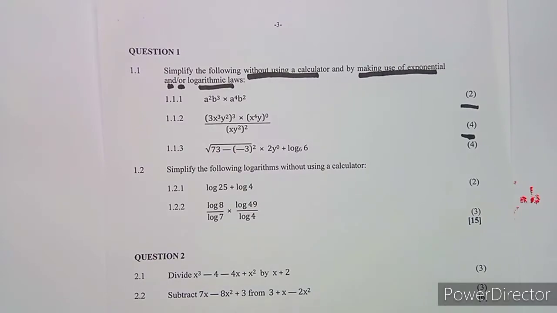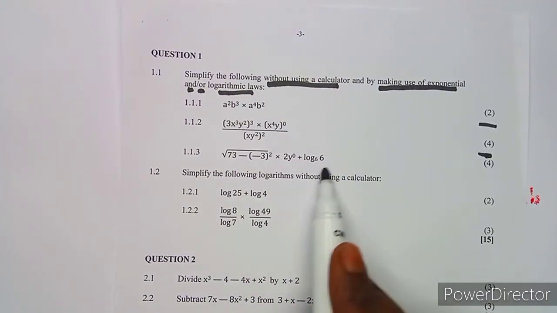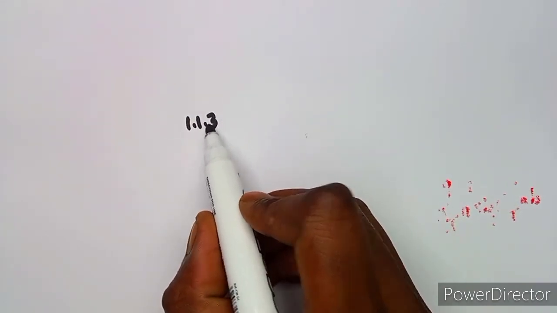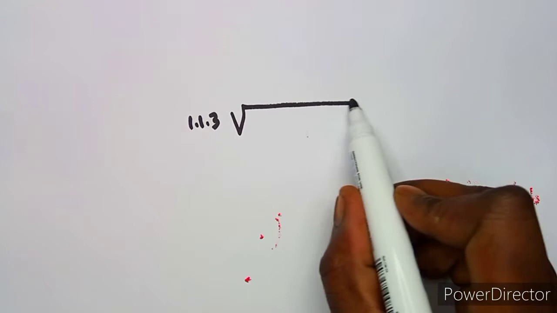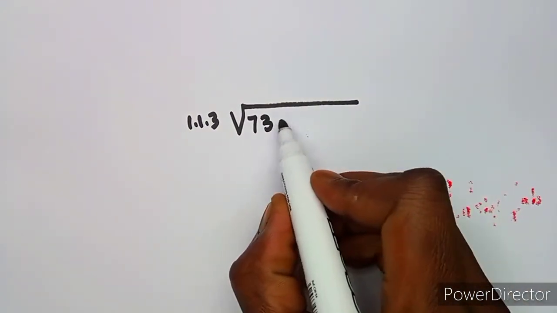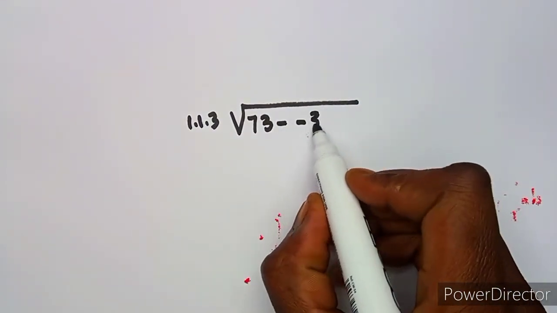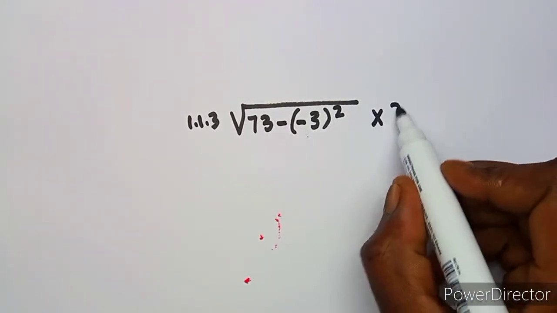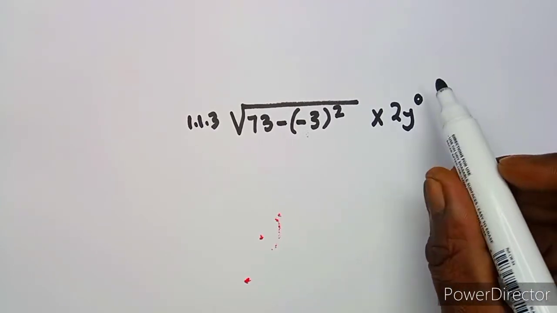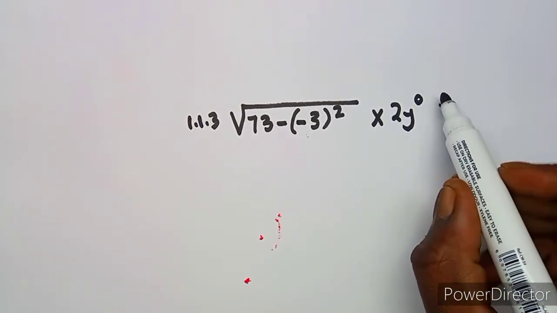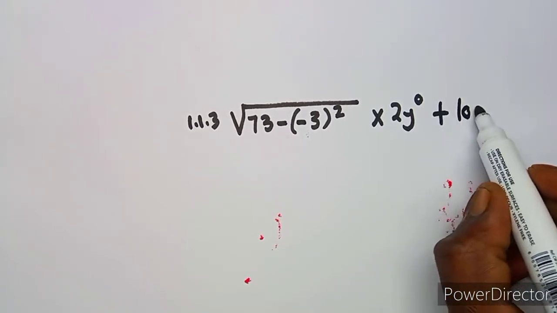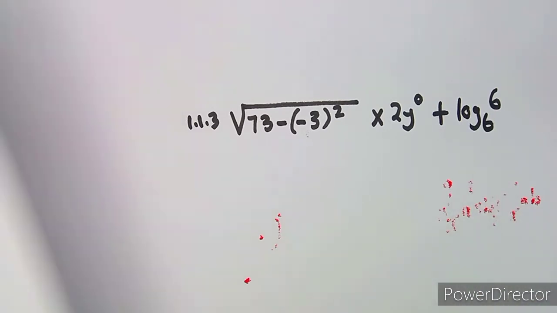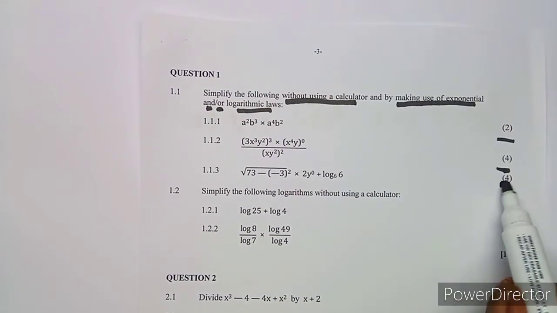Then another question we are given to simplify, it's a mixed question, a log, this and that. Let's just see what they wanted us to do there, because we are given the square root of 7/3 minus negative 3 squared, like this. All right, let's see what they are trying to say here. This is plus and this is plus log 6 base 6, like this. All right, and 4 marks for that. As you can see, it's actually 4 marks again.